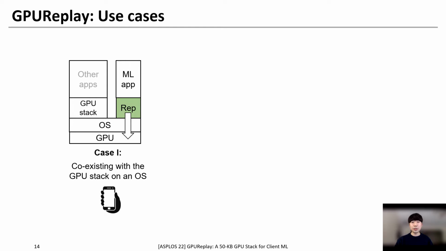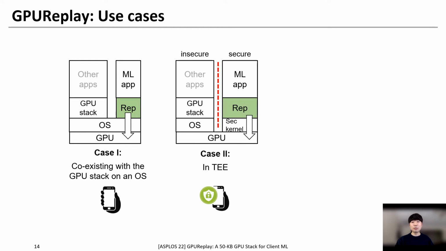There are three major use cases for GPUReplay. First, the replayer can coexist with the GPU stack so that the application that needs graphics rendering can still run with the original stack. The machine learning application can run without the stack by the replayer. Second, the small replayer can be easily ported to the trusted execution environment where the computation integrity will be further guaranteed.